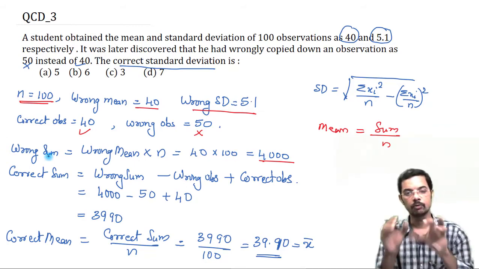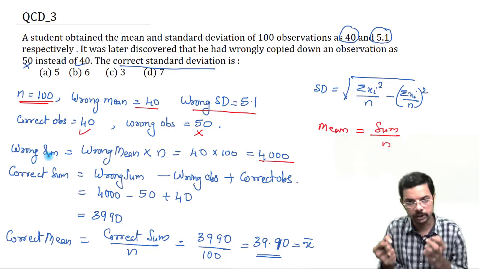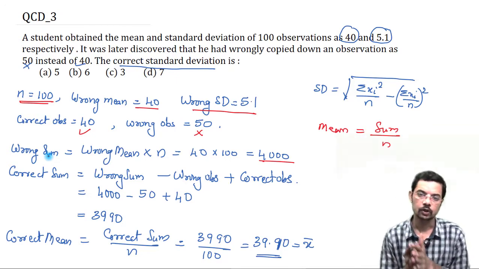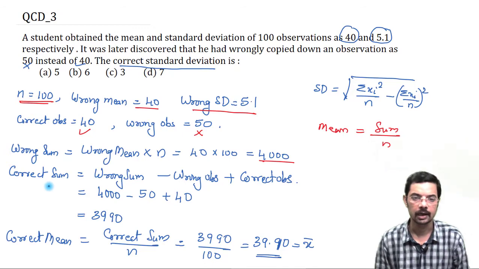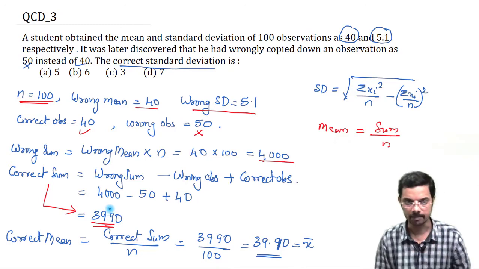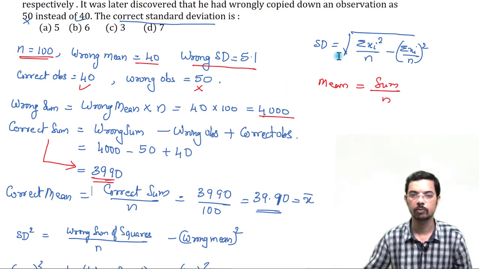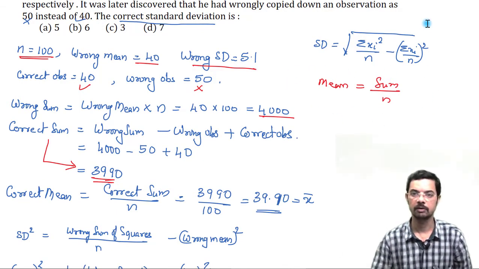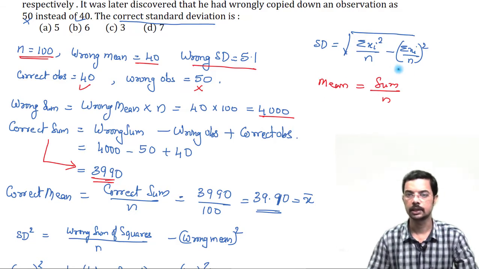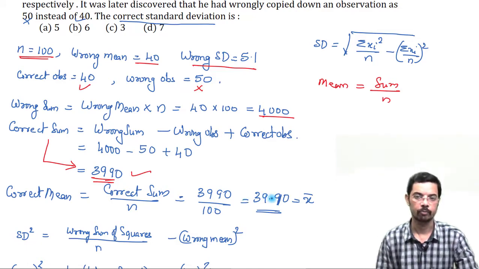Now to correct the sum, we remove the wrong observation from the wrong sum and then add the correct observation. When we do that, we get 3990 as the corrected sum. Now we shall find the correct mean. We use the same formula, but put in the correct values: the correct mean is the correct sum divided by n, that is 3990 divided by 100, which is equal to 39.90. This is the correct mean.